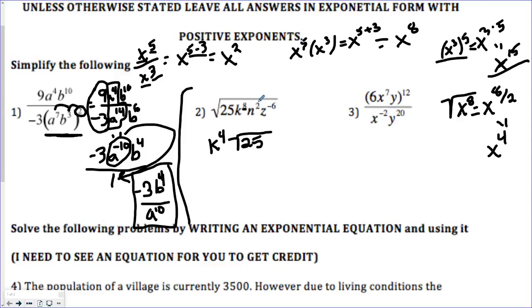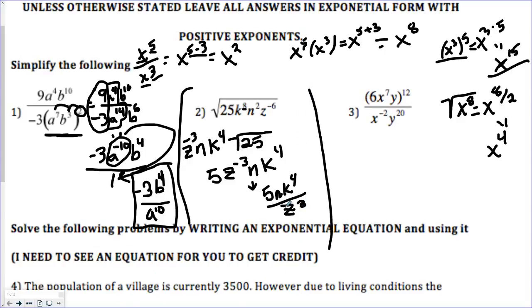n to the second. So divide the exponent by 2 and you just get n. And z to the negative 6. Well, again, divide the exponent by 2 and you get z to the negative 3. And then we know that the square root of 25 is just 5 itself. That's just a number. So I'm going to write it as 5 z to the negative third n k to the fourth. And again, I do not want negative exponents, so I'm going to flip that z to be on bottom. So it'd be 5n k to the fourth over z to the third.